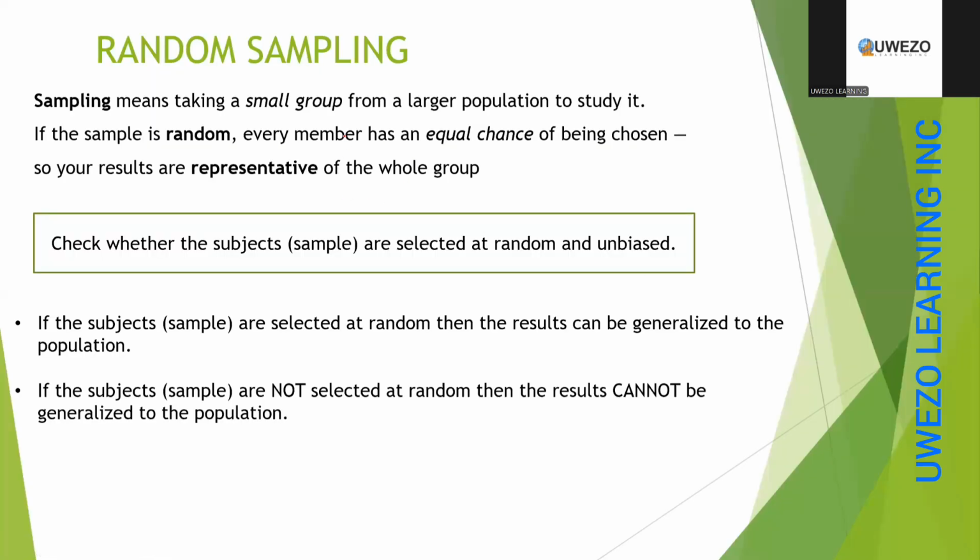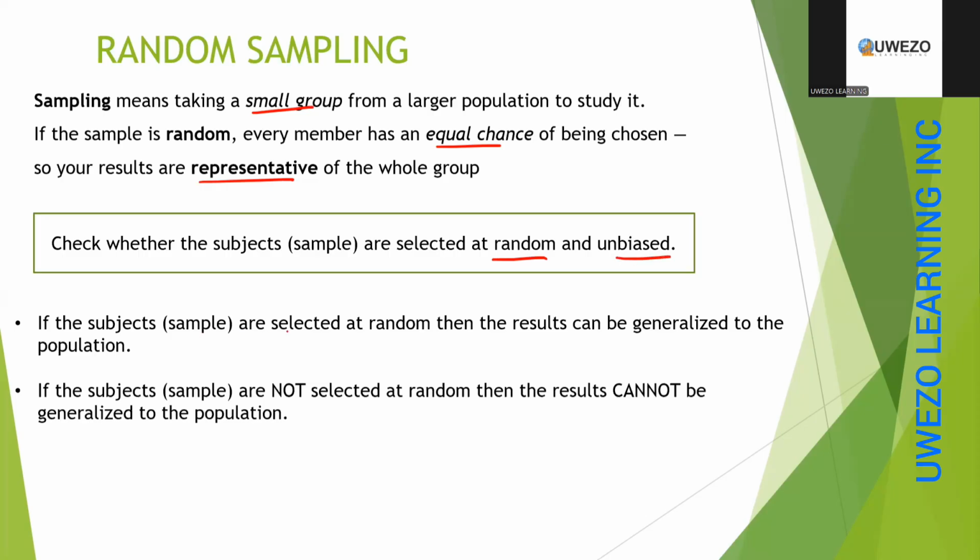Sampling means taking a small group of data from a large population to study it. If the sample is random, then every member has an equal chance of being chosen, so that our results are representative of the whole population. So always check whether the sample is selected randomly and that it is not under any biased condition.